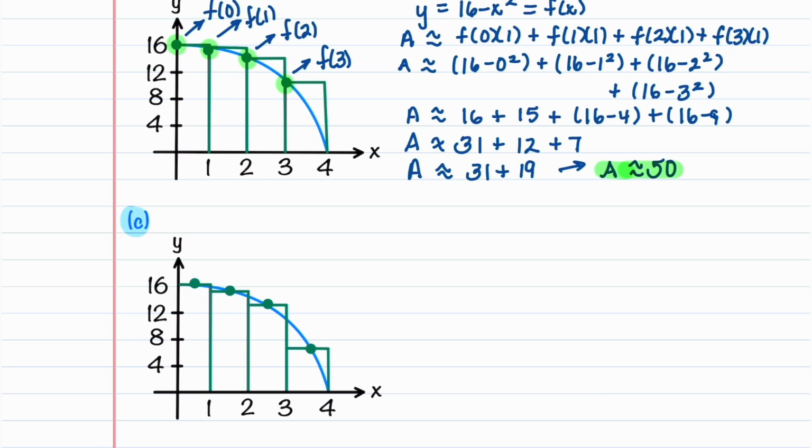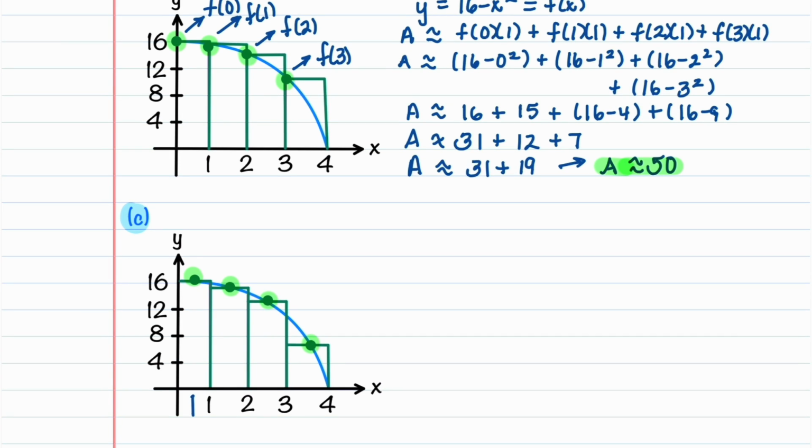Let's now look at part C. For this part, we are going to approximate the height using midpoints. This is harder than left-hand endpoints and right-hand endpoints because we usually have fractions. Let's go ahead and put down what the x value is for each of our midpoints.